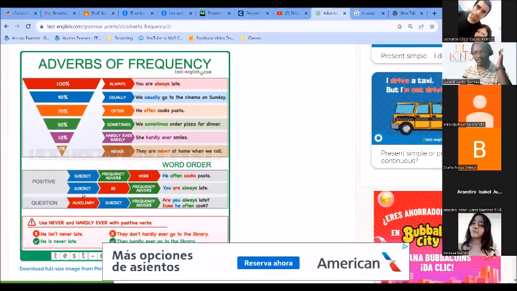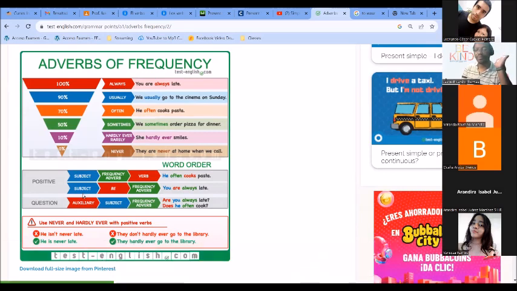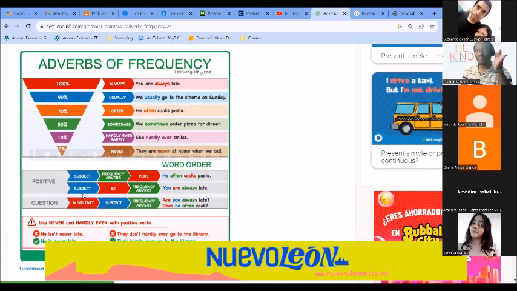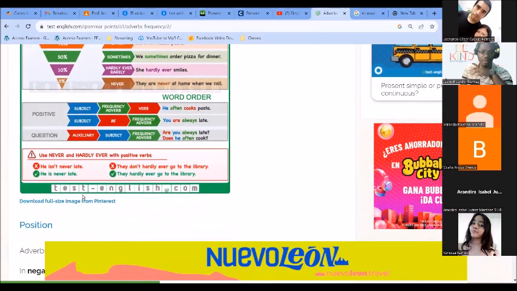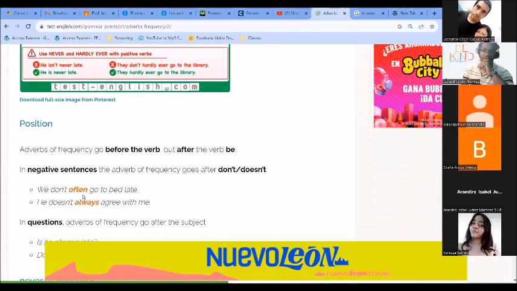Now, of course, if it's a positive sentence, we'll put the frequency adverb before the verb. We're describing that verb. If this is with the verb to be, then the verb to be comes first and then the frequency adverb. If we're asking questions, we start with a question word or auxiliary verb, then our subject, then our adverb. The goal is to express an idea of what's going on and how often that thing happens.